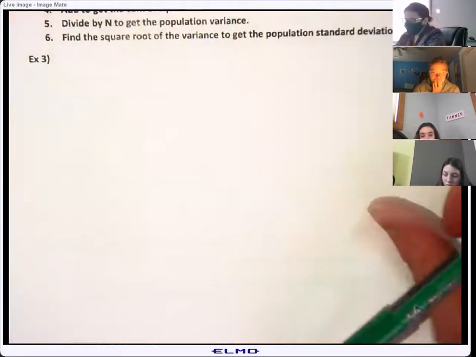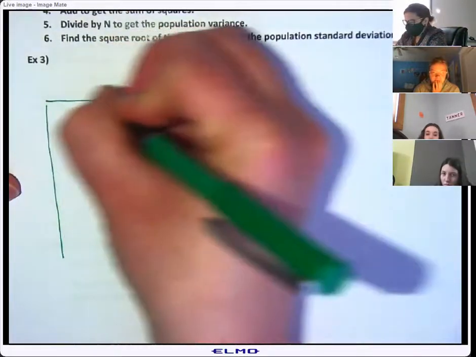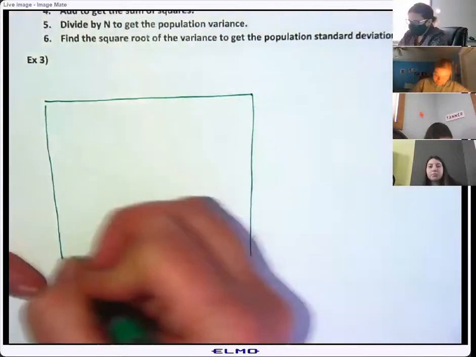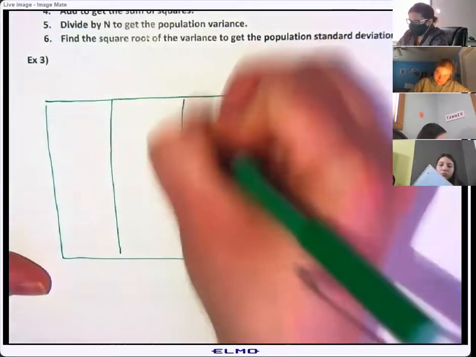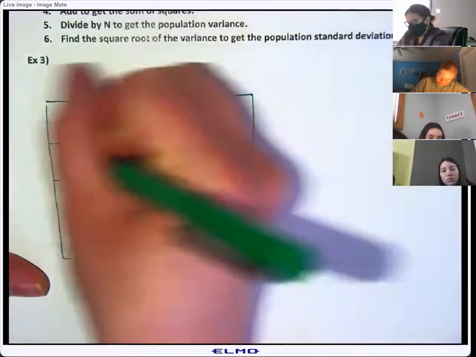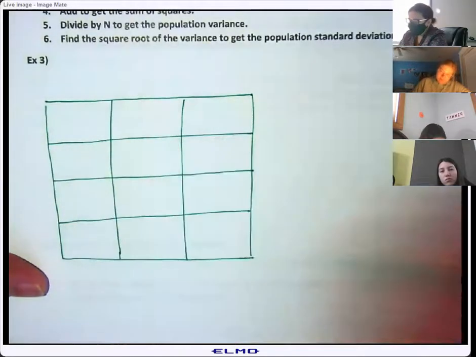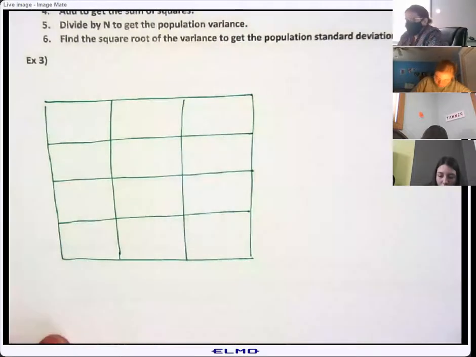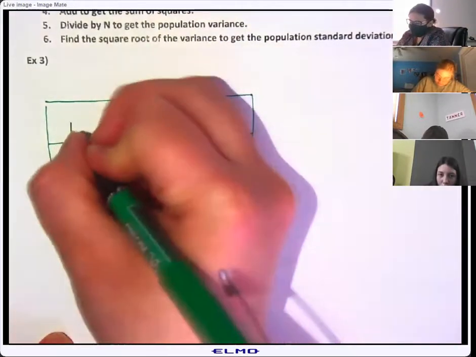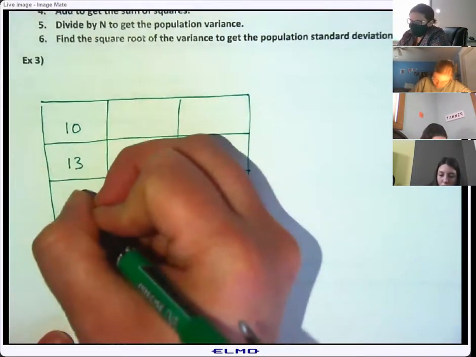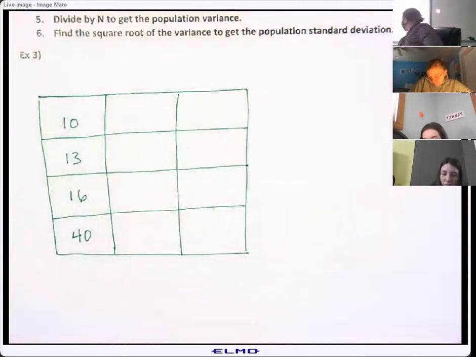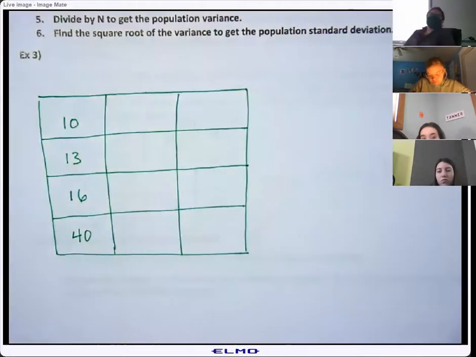So down here, I'm going to make up a data set. We need data, deviation, deviation squared, I think just three lines. We'll just have four data points. I'll just make it up. I don't really need to have any kind of reason behind it, so I'll just put down 10, 13, 16, and 40. Let's say it's how old you were when you got your ears pierced. And there are four people here.